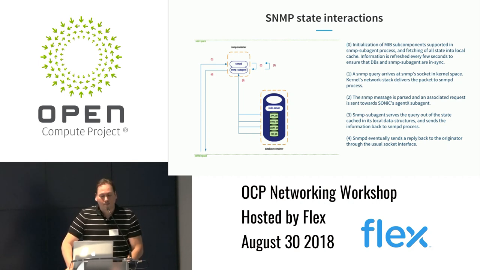Eventually an SNMP query arrives at the SNMP socket, and the kernel redirects that into user space, to the SNMPD. The SNMP message is parsed, and it sends it towards the AgentX, which is the guy that processes the information. As a matter of fact, it's the guy that hosts all that cache that I was talking about earlier. Eventually, that information is served back to the SNMPD daemon, and that information flows back to the user. So this is really intuitive. There's nothing new here, I would say.